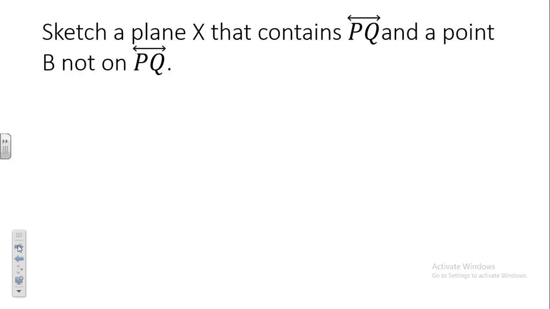And I apologize. Some of you had it. You were right. I just misread it. It was right. You were fine. It's not on PQ, not on that. So you were fine originally. I misread it. You were correct. Okay. And then where are you going to put your B?